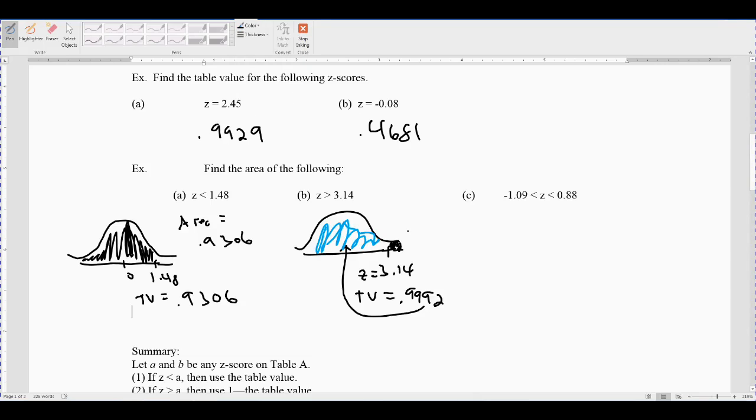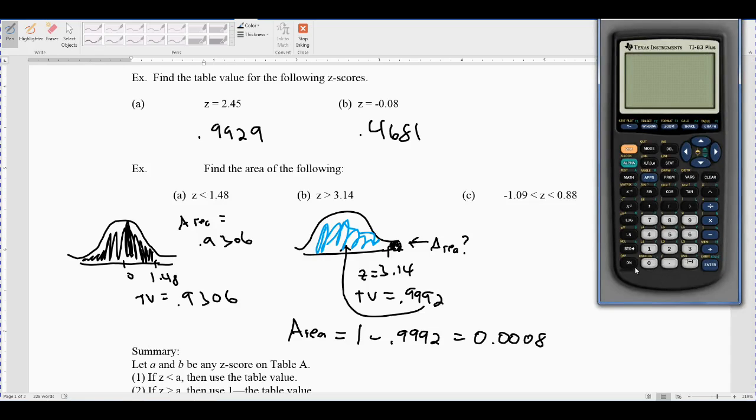So how do we find this area then? That's the question. Well, if the whole thing is 1, and this much is 0.9992, to find this we have to find 1 minus 0.9992, which means the answer is 0.0008. Let's use a calculator just to make sure, because sometimes we can mess up our decimals really easily. 1 minus 0.9992.